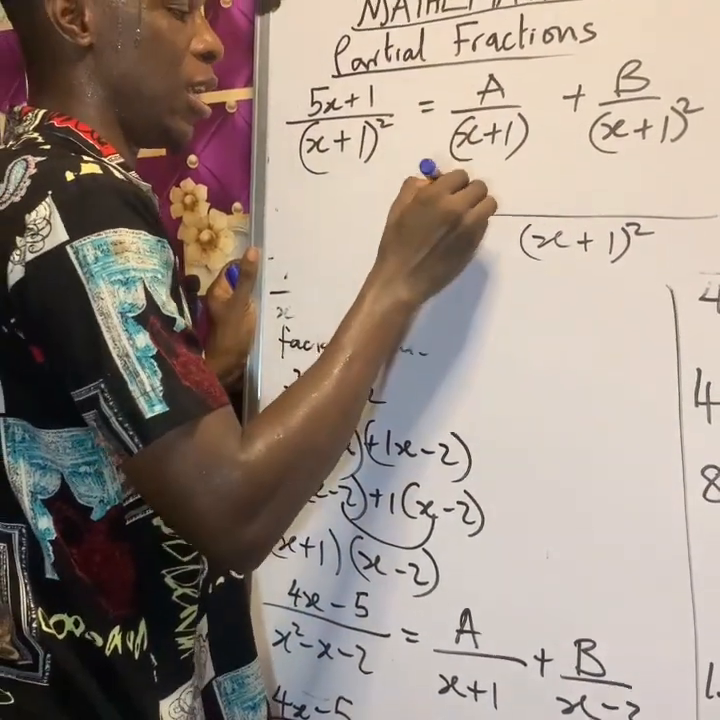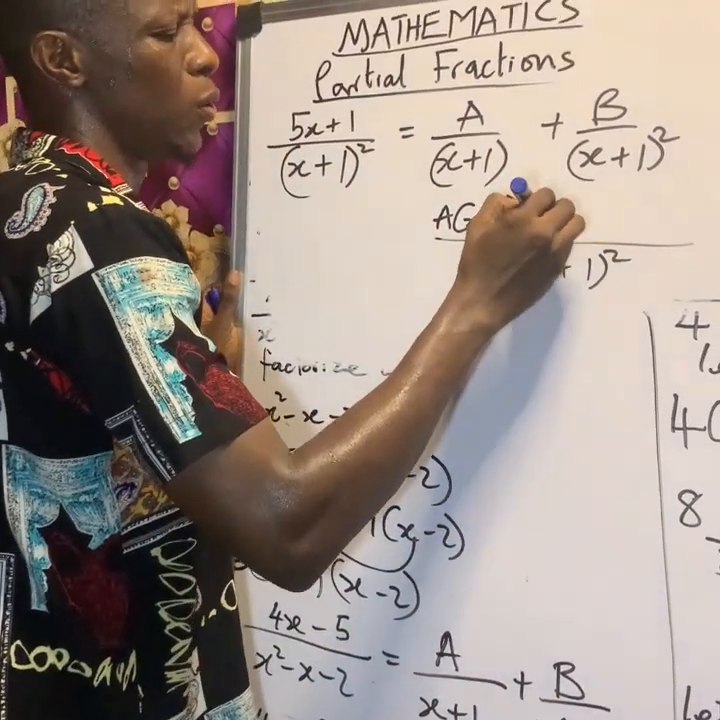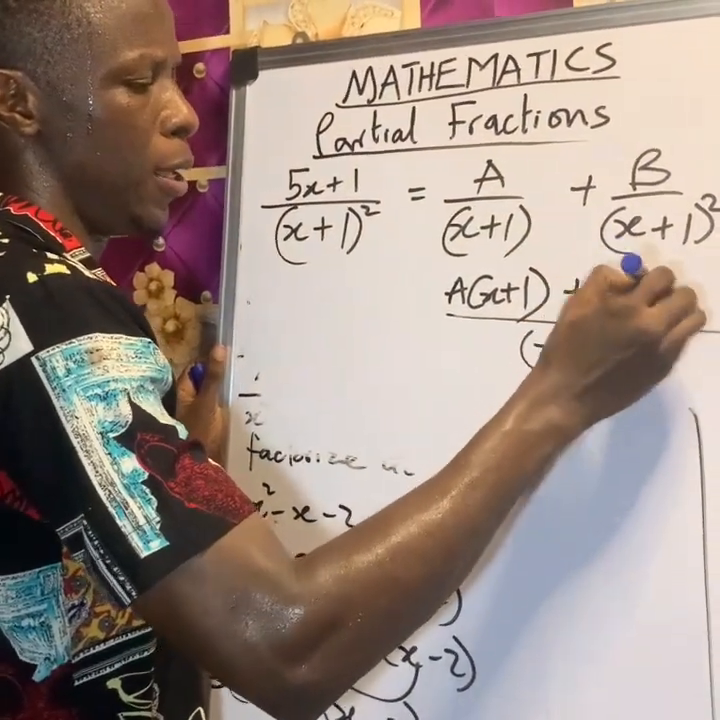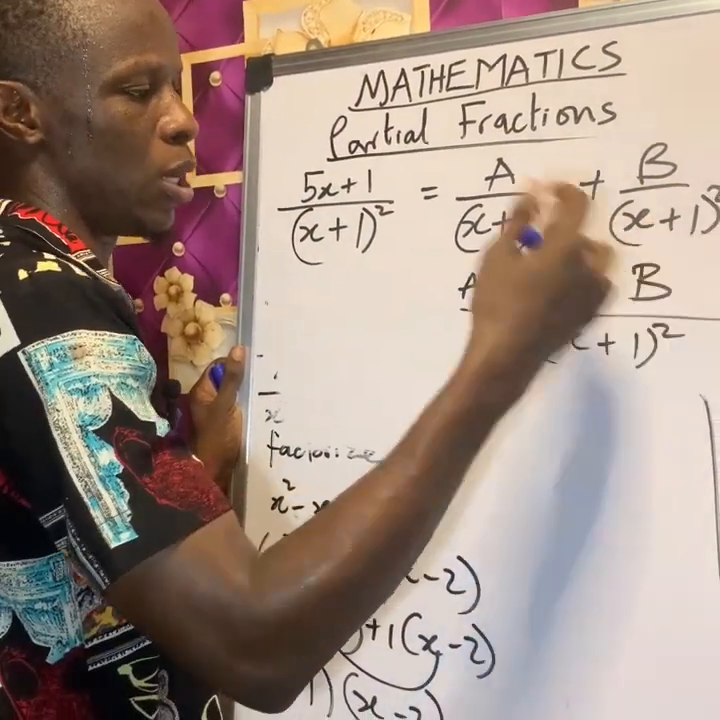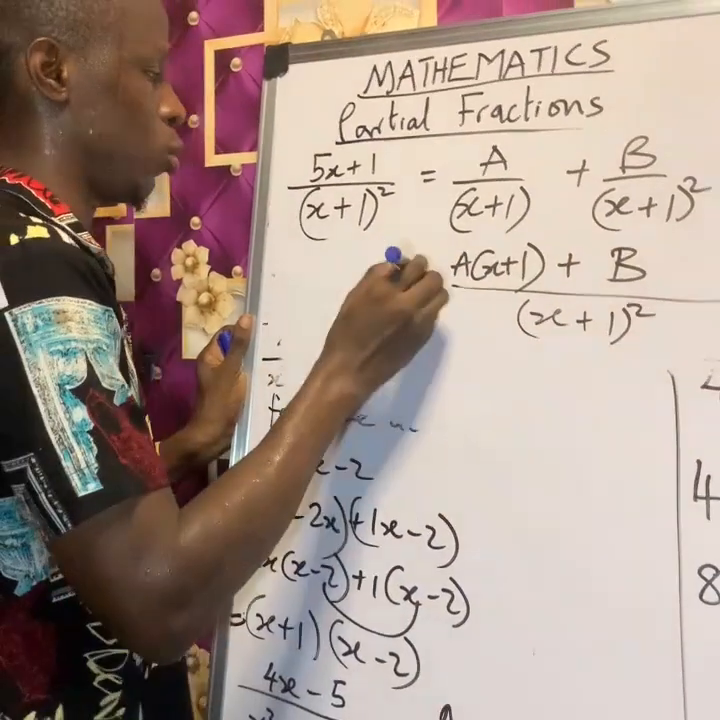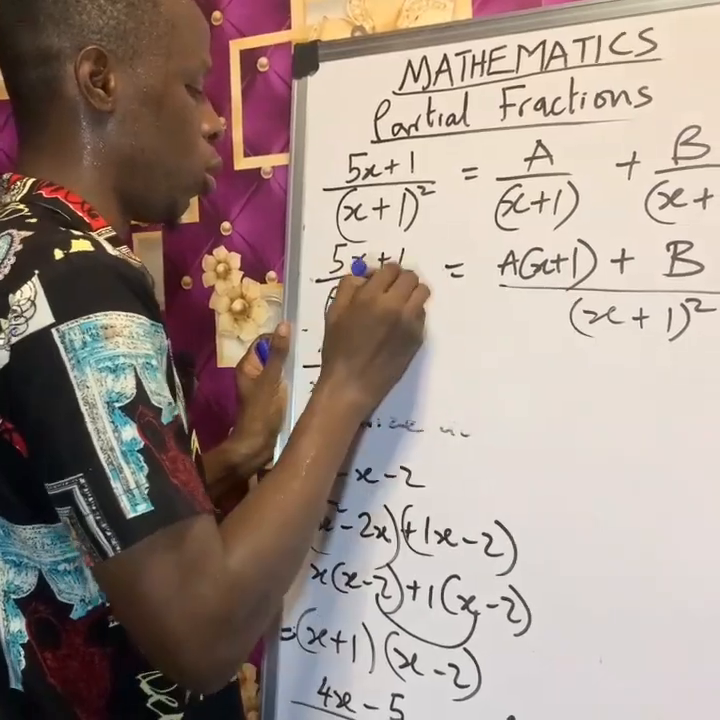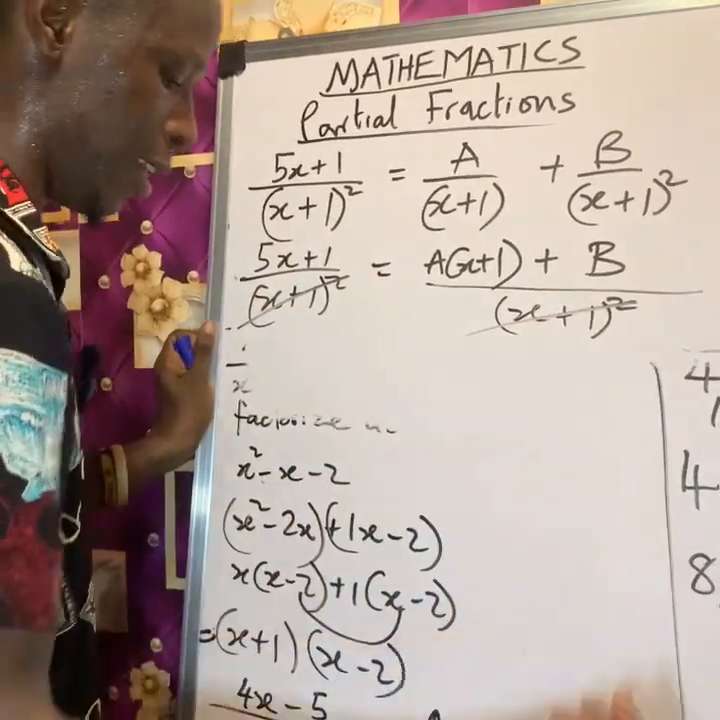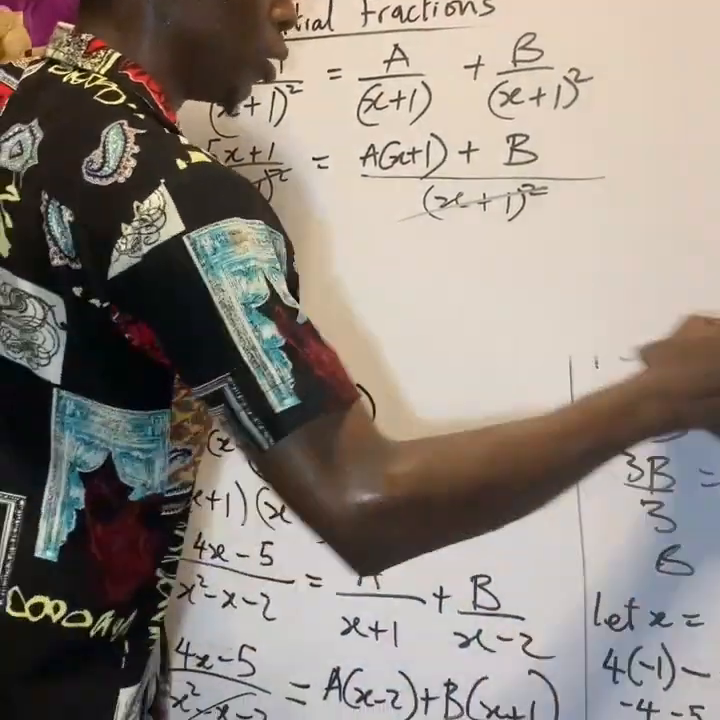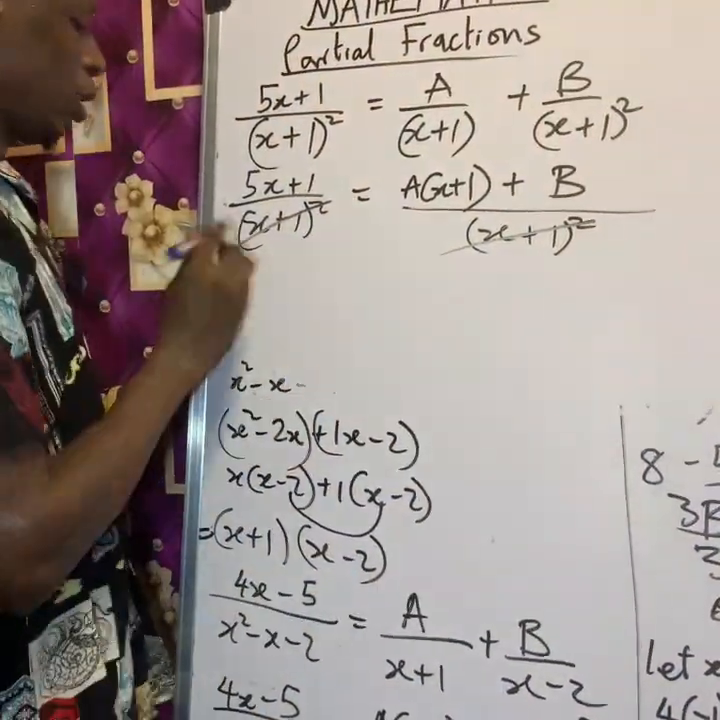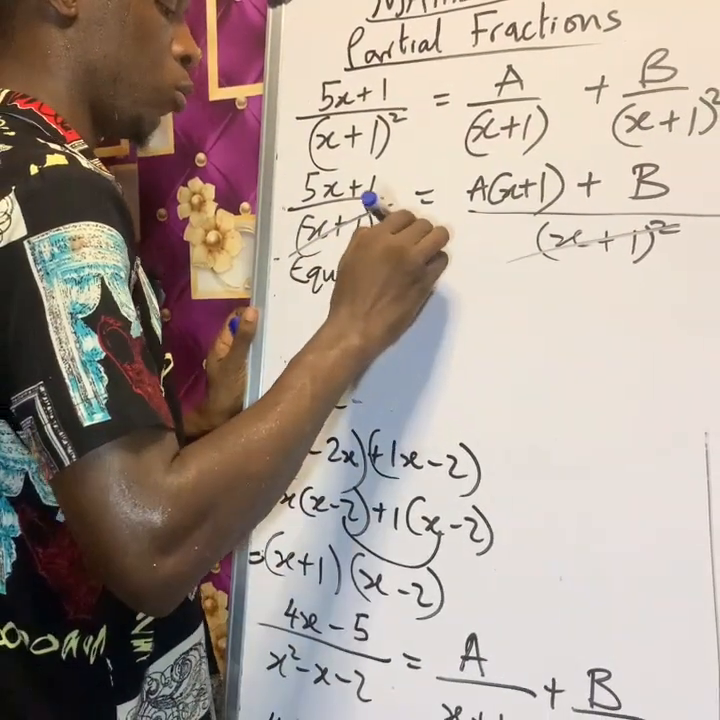So x plus 1 times this is a open bracket x plus 1, plus b. x plus 1 square divided by x plus 1 square is 1, so there's nothing you're writing here. It equals 5x plus 1 over x plus 1 all square. This will divide this. So it equates the numerators now. So equating them, we equate the numerator.